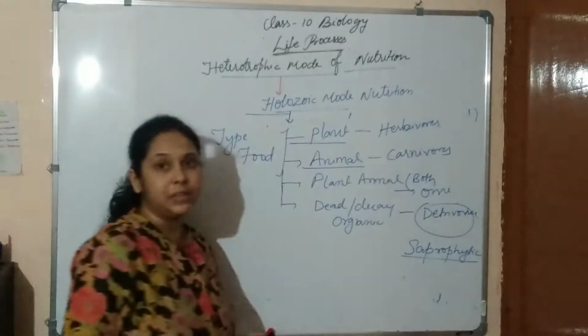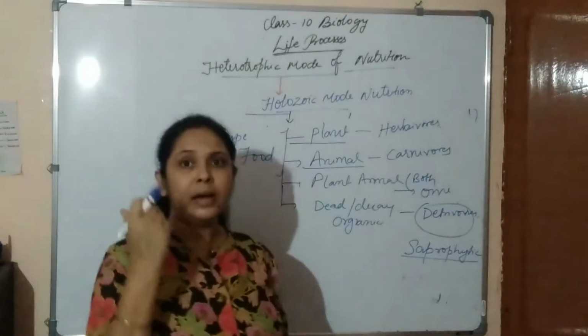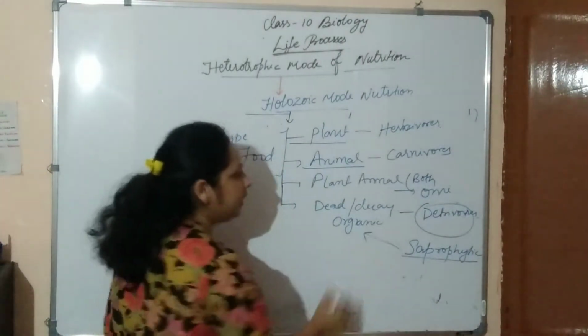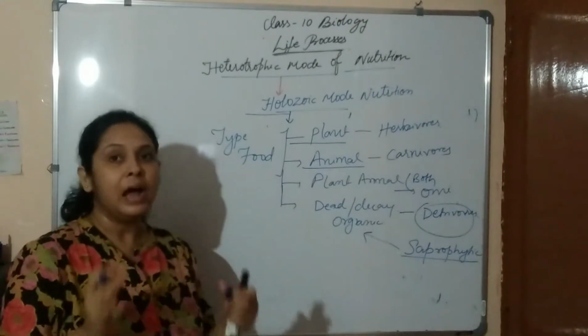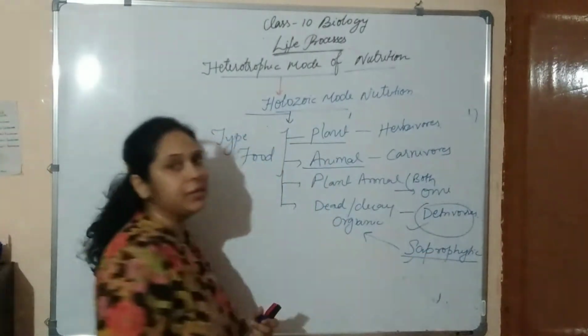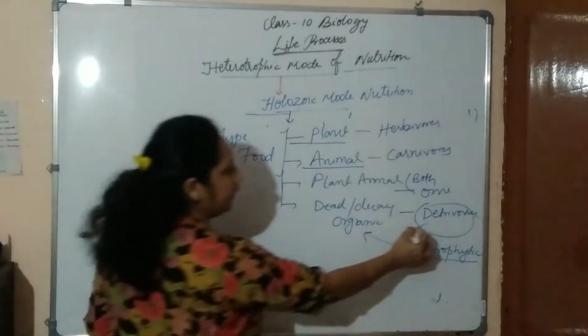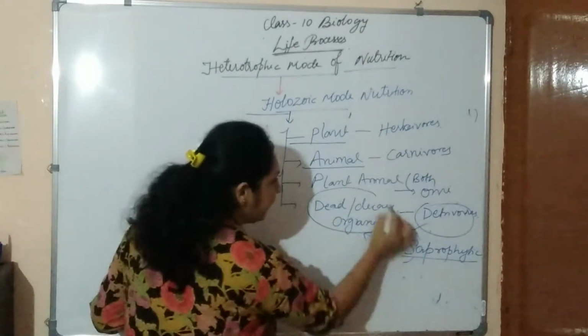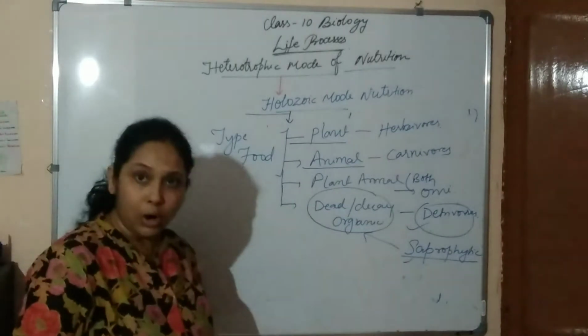Detrivores and saprophytes. The one thing coming to your mind is that both are eating dead and decaying organisms, but still there is a difference between detrivores and saprophytes. So what happens in detrivores? They feed on dead and decaying organisms.